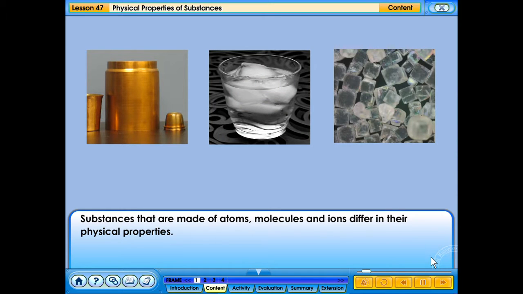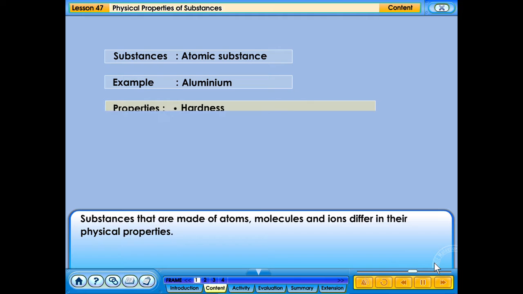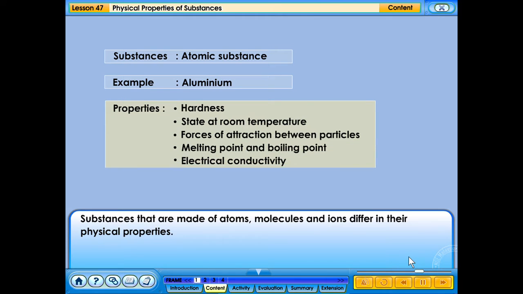Substances that are made of atoms, molecules, and ions differ in their physical properties. How are they different, and what is the cause of these differences? To answer this question, let us first look at the physical properties of substances that are made up of atoms, molecules, and ions. Click on the highlighted word to get a detailed explanation.